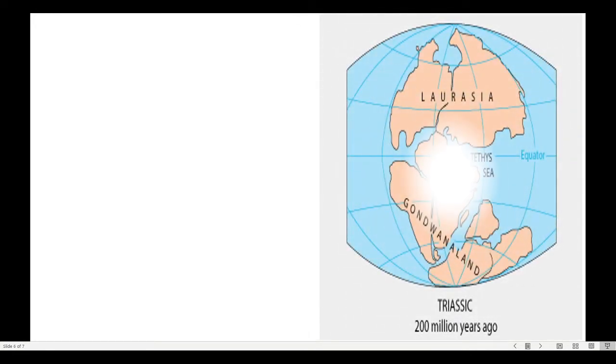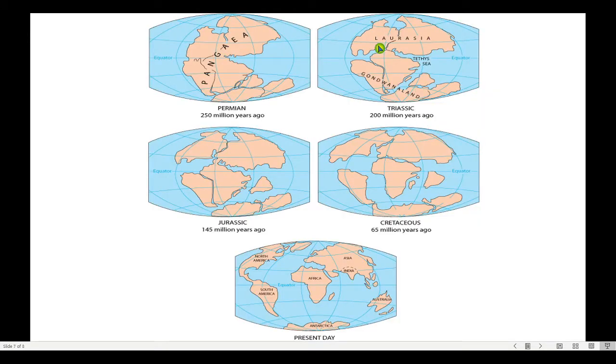This Pangaea started to break into two smaller supercontinents called Laurasia and Gondwanaland 200 million years ago, or during the Triassic period. Then, these smaller supercontinents broke apart, where the pieces moved slowly to their current locations. This is the theory of the continental drift.